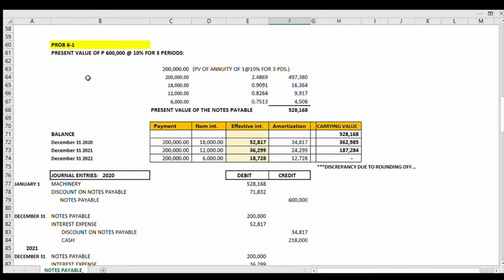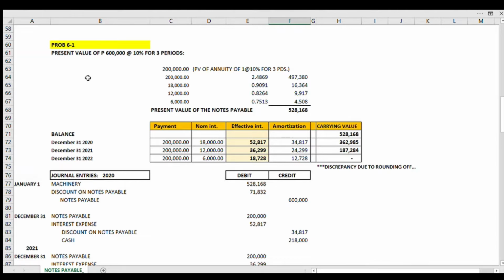And lastly, the outstanding balance of the notes payable on the third and last year is 200,000 multiplied by the nominal rate of interest, that is 3%, that is 6,000, and we will be multiplying it to the present value of 1 at 10% for the third period, that is 3 periods already. So 0.7513, that is 4,508. Okay, we will sum it up. The total is 528,168. That represents the present value of the notes payable as of January 1st, 2020.